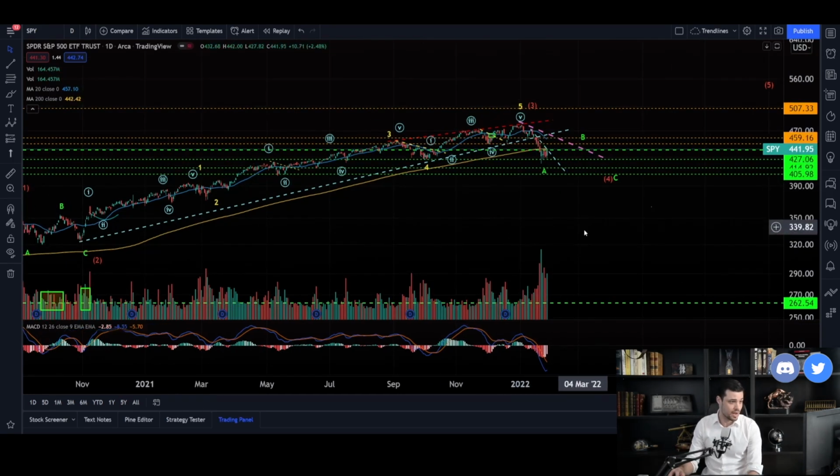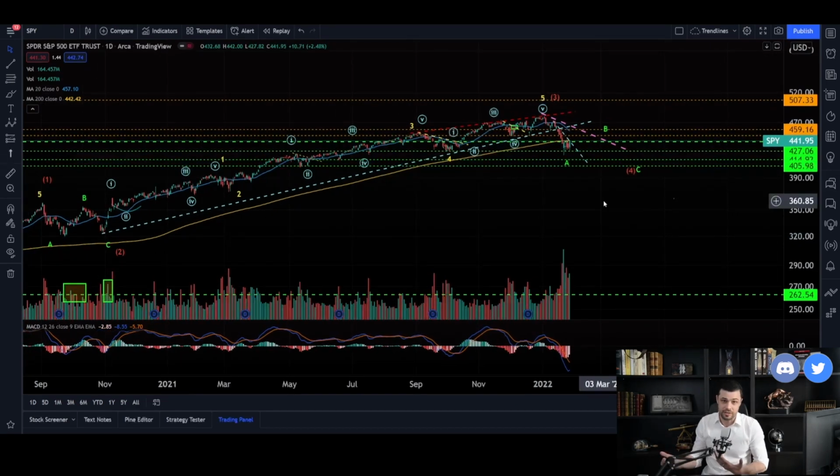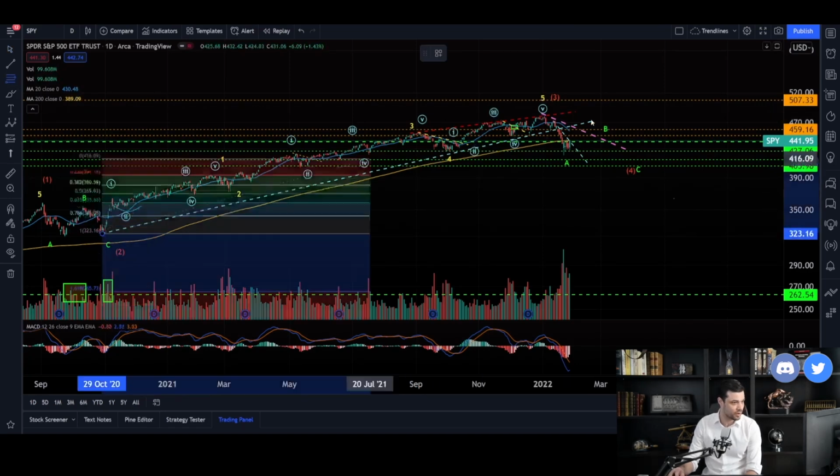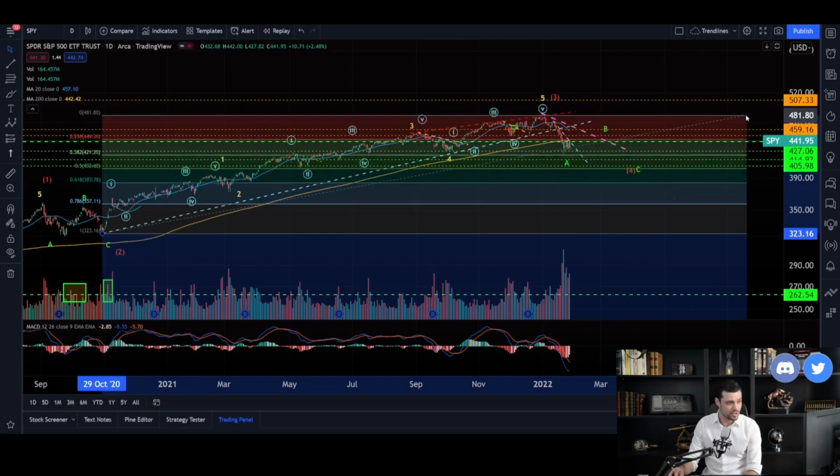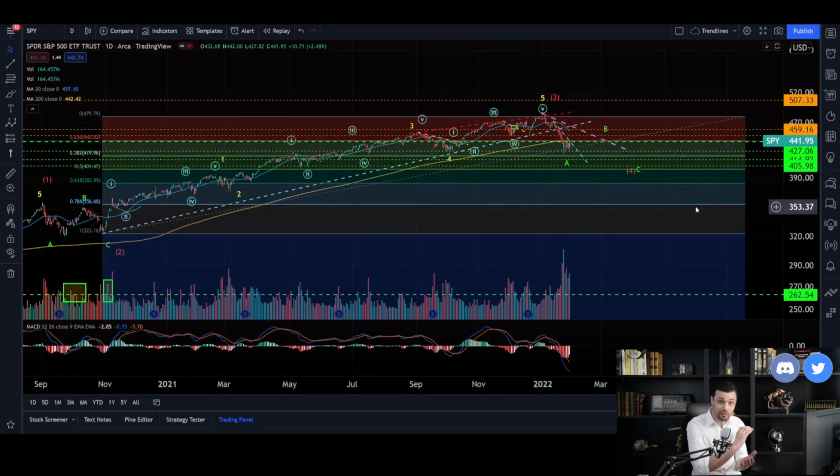All right, guys. So now the question we have, so we are correcting. All right. So what are we correcting? In this scenario, we are correcting the third wave. So first, let's try to give some targets for the third wave correction. You guys know that you apply fibs to only the third wave, because this is what we are correcting, and we check the ratio.